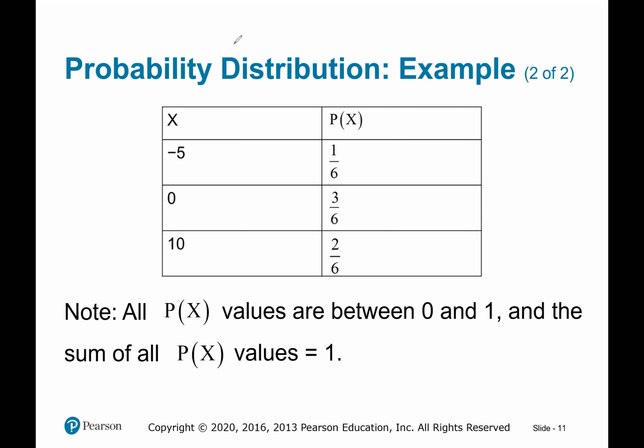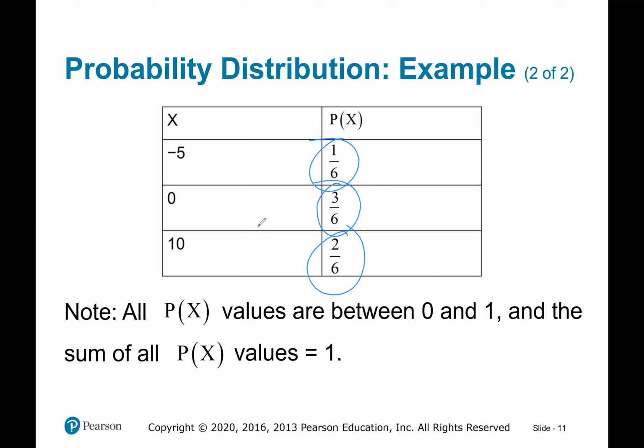X is all the amount of money that you win for this game, right? First, you lose $5. That probability is going to be 1 out of 6. You lose nothing, so 3 out of 6. And you win $10, so the probability is going to be 2 out of 6.